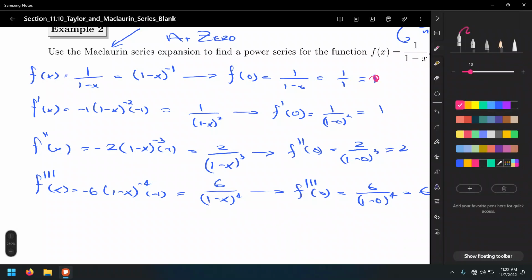So let me do some highlights here. Let me highlight this one. Highlight this, highlight this.